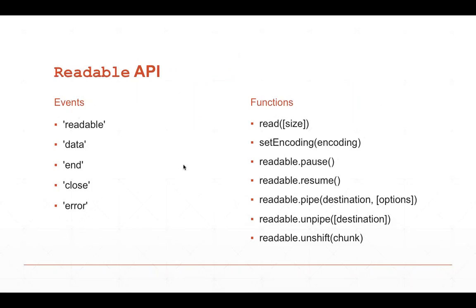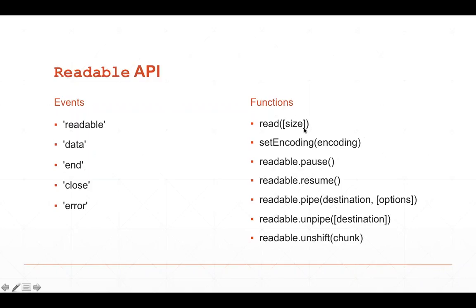There is a couple of slides with the APIs, right? So there is a list of events for readable streams and writable streams. They will be pretty much present on any readable and writable stream, right? So readable is I have more data. Data is here's your data, and I will not ever send you any more data. Close, I've been closed. Error, there is a problem.